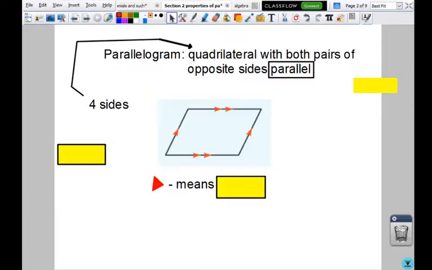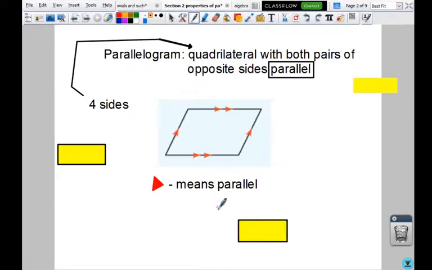We've talked about this before, but I wanted to remind you. When you look at pictures and it's got these little arrows, arrows mean parallel. And the same arrows are parallel to same arrows. So one arrow is parallel to one arrow, 2 arrows is parallel to 2 arrows. So they match up. 3 arrows is parallel to 3 arrows.